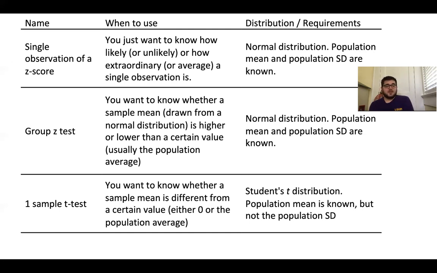Group Z-test and a one sample T-test basically comes down to this: if I'm talking about a group of people, it's automatically not a single observation Z-score, because that's for one observation. If I'm talking about a group mean, if I think some group is different from the general population, it's one of the ones we've learned so far. The only difference between these two is whether you know the standard deviation or not.